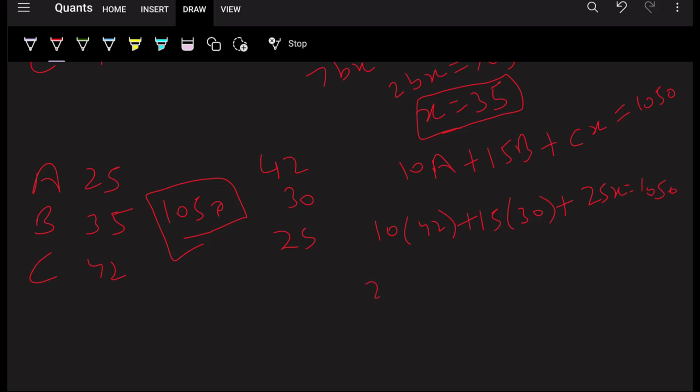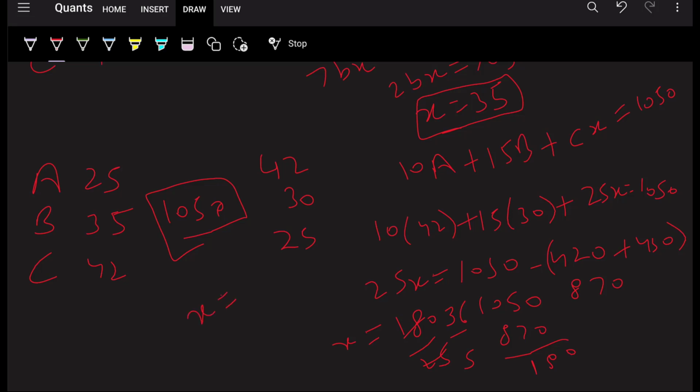So 25x is equal to 1050 minus 420 plus 450. So it is what? 870. So 1050 and 690, it will be what? It will be 180. So x will be equal to what? 180 divided by 25. So x will be 7.2 days. C will complete the remaining work in 7.2 days, and it is our answer.